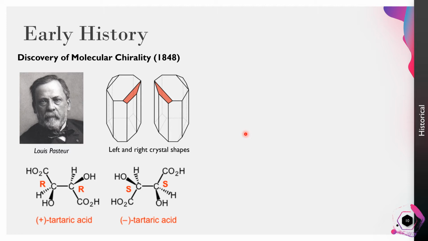So, the early history of this technique really began with the discovery of molecular chirality in 1848 by Louis Pasteur. And he painstakingly separated the left and right enantiomers of tartaric acid by visually identifying them based on their crystal shapes.